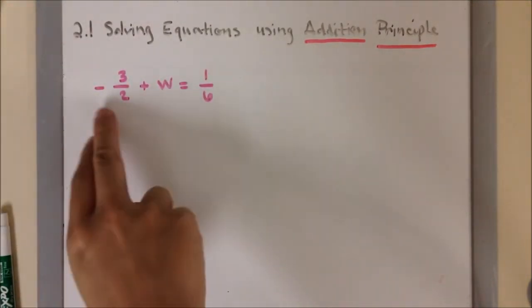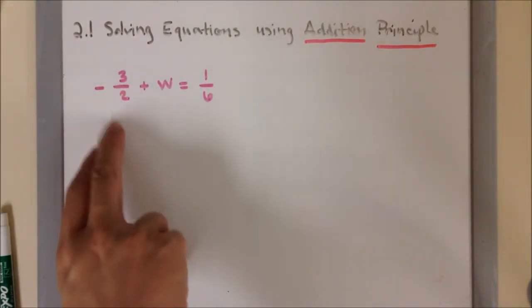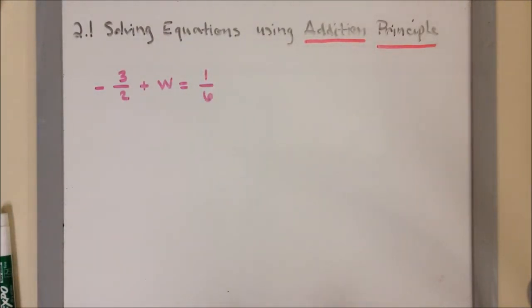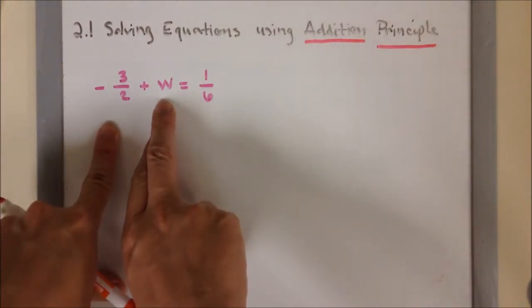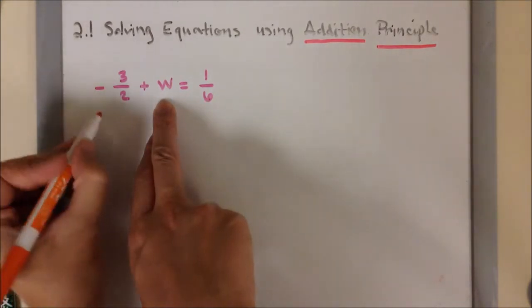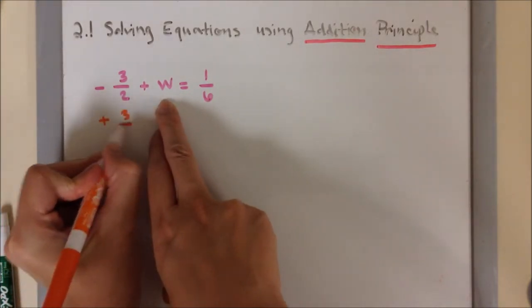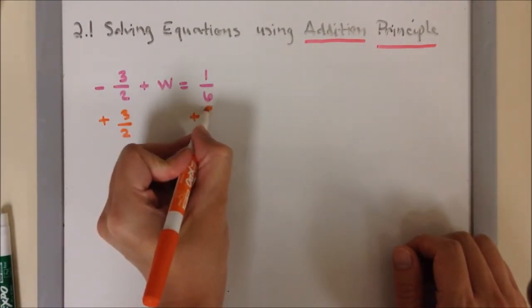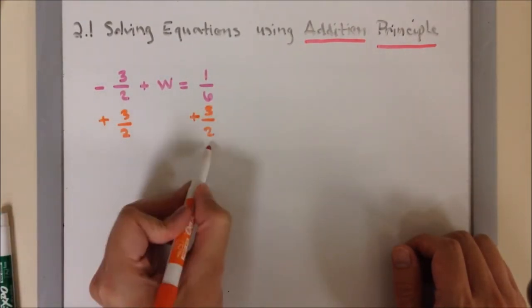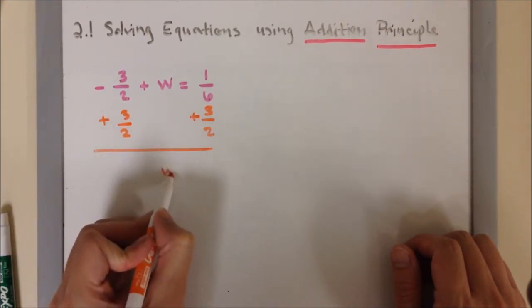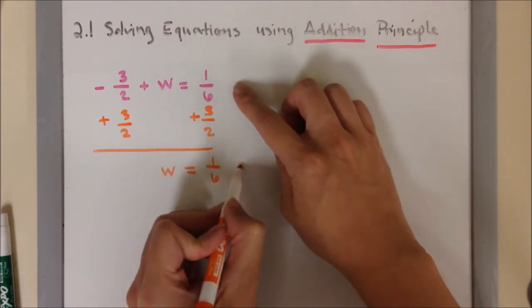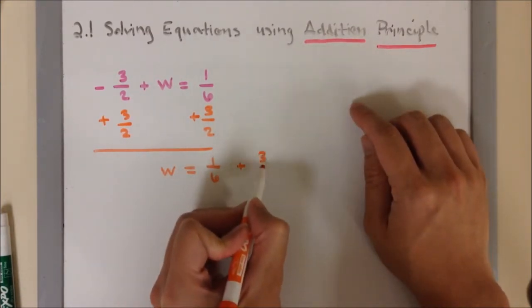In example 2, we have negative 3/2 plus w equals 1/6. So, I want to get the w by itself. I'm going to isolate it. I must do the opposite of negative 3/2, so I'm adding 3/2 on the left, balance it, and do the same thing, add 3/2 on the right. So when I do that, w equals 1/6, that's the first one, plus 3 over 2.